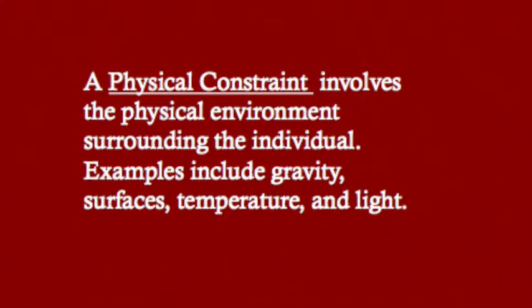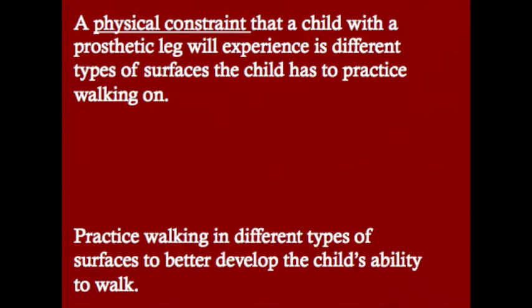A physical constraint involves the physical environment surrounding the individual. Examples include gravity, surfaces, temperature, and light. A physical constraint that a child with a prosthetic leg will experience is different types of surfaces the child has to practice walking on. Practice walking on different types of surfaces to better develop the child's ability to walk.